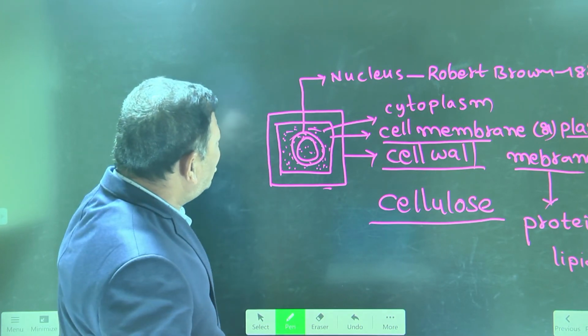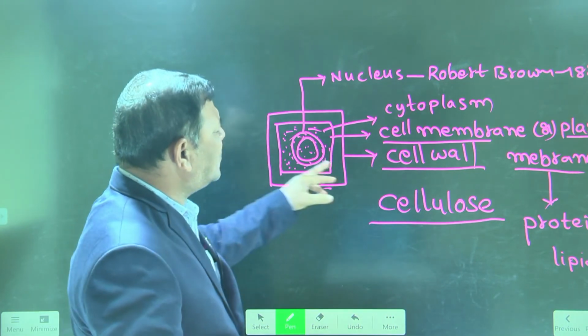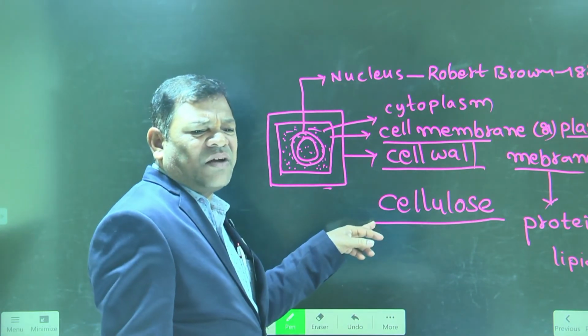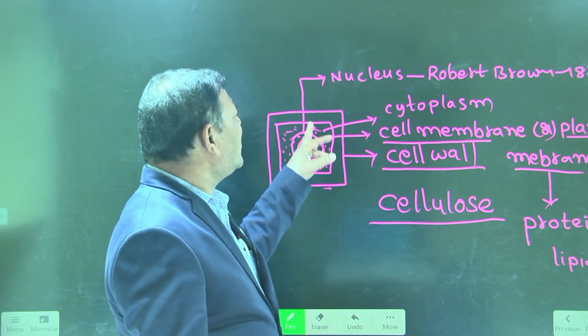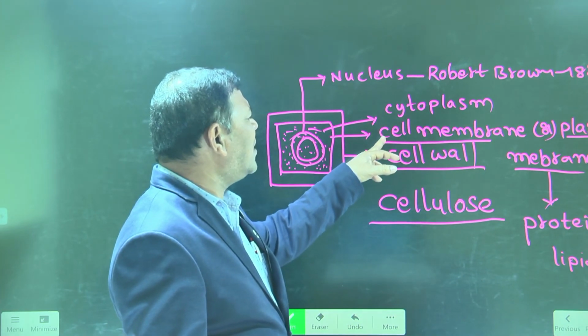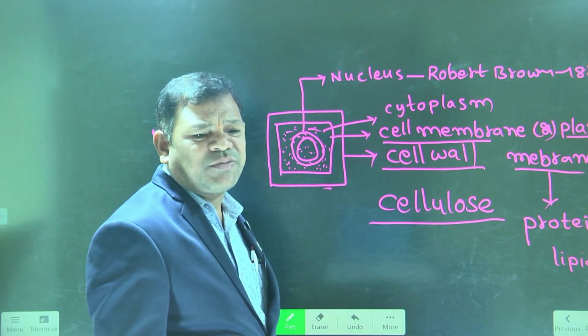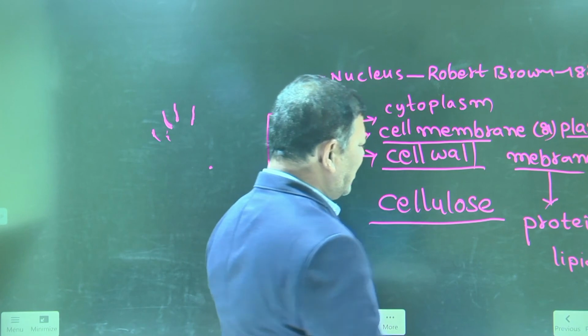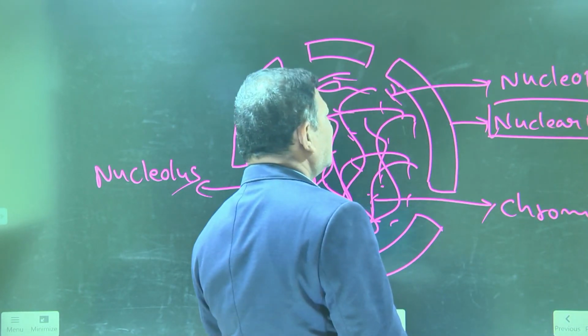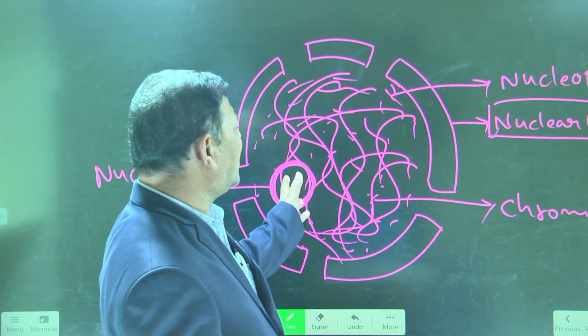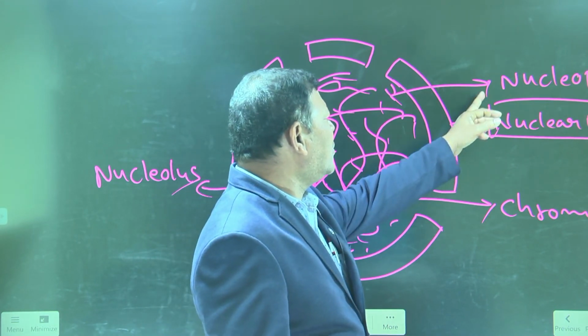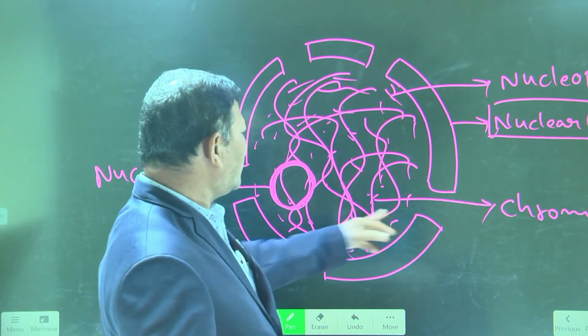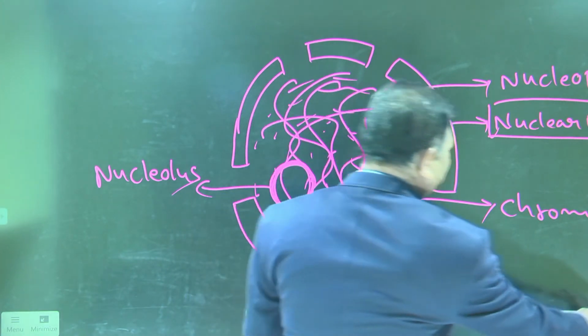So here the outermost layer of the plant cell is known as the cell wall. That cell wall is made up of cellulose. In the animal cell, the outermost layer is called cell membrane or plasma membrane, made up of proteins and lipids. Next, nucleus: what parts are present? Nuclear membrane, nucleoplasm, chromatin and nucleolus.